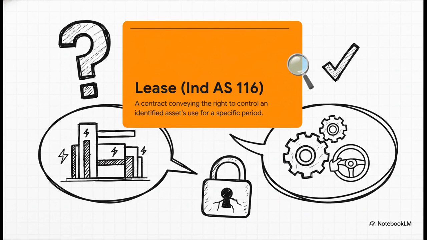But you know what? It really all boils down to two key ideas that we're going to unpack. First, is there an identified asset? And second, does your company actually have the right to control how it's used? If you can answer those two questions, you've basically cracked the code.